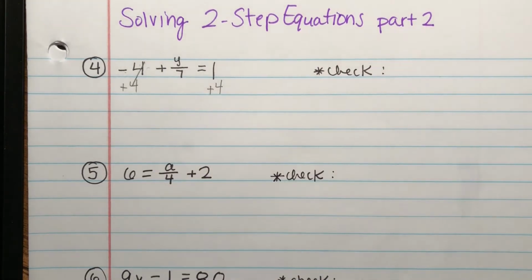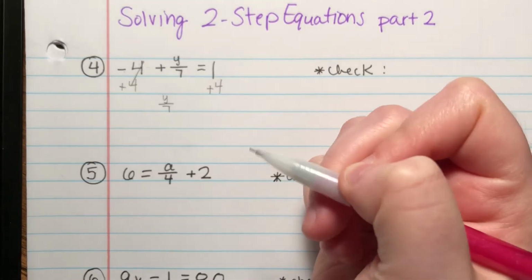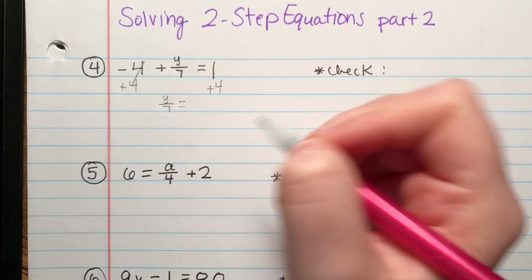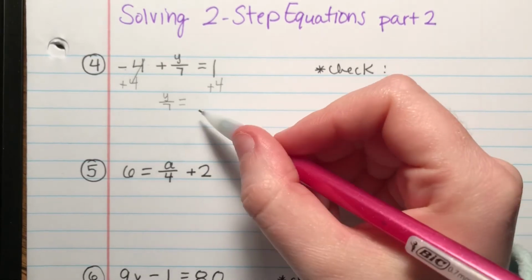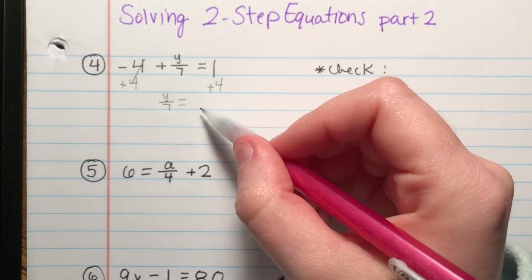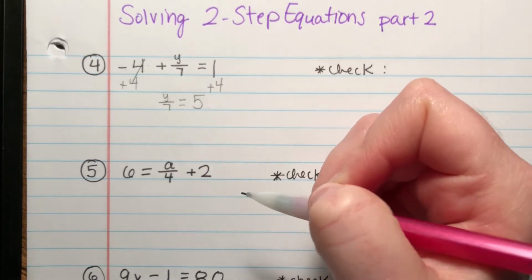Then I'm left with y over 7 equals 5. All right?